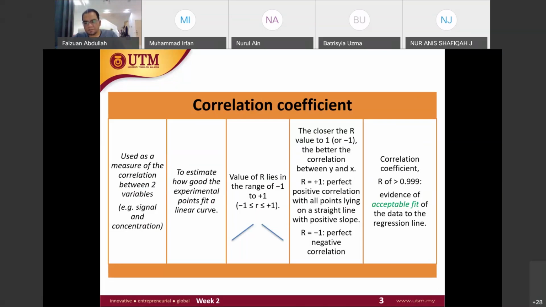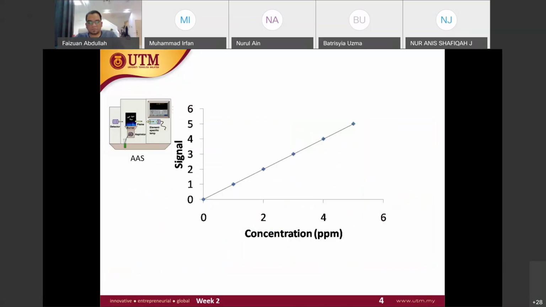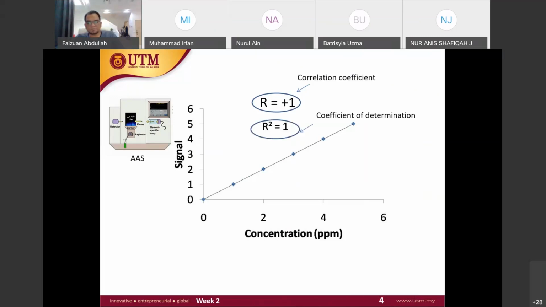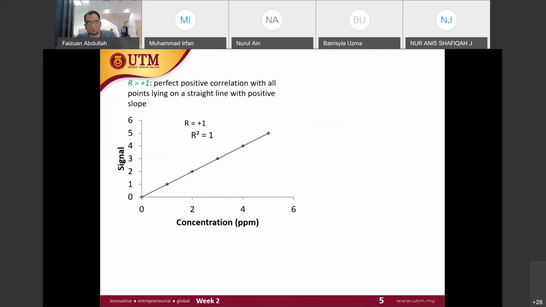The acceptable R is 0.999. That is the perfect word for the correlation. All right, so acceptable fit of the data to the regression line. Okay, the example of correlation coefficient. R square equal to 1. Perfect, right? All are in the line. So R equal to +1, perfect positive correlation, is all points lying on the straight line.